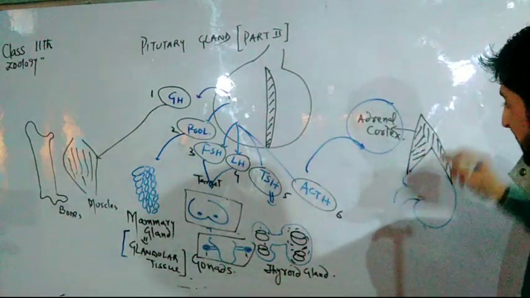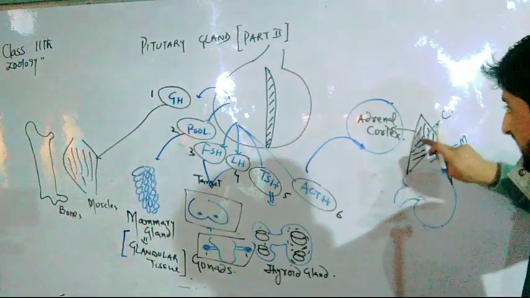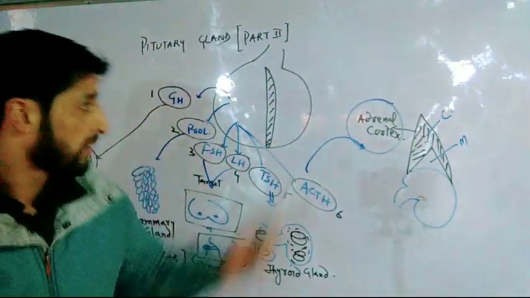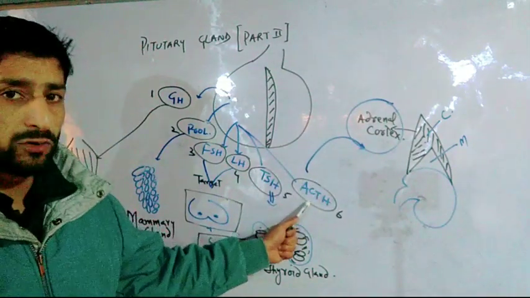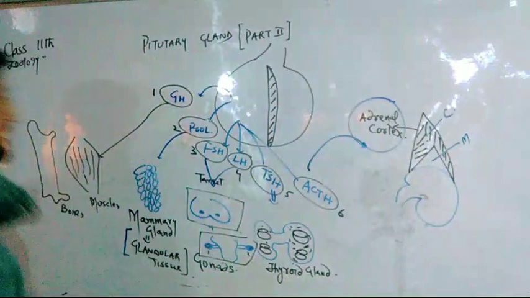The suprarenal gland has 2 parts. One is the cortex, second is the medulla. It is this cortex that is actually the target organ for this hormone, adrenocorticotropin hormone. Hope you got it. Now, next point.